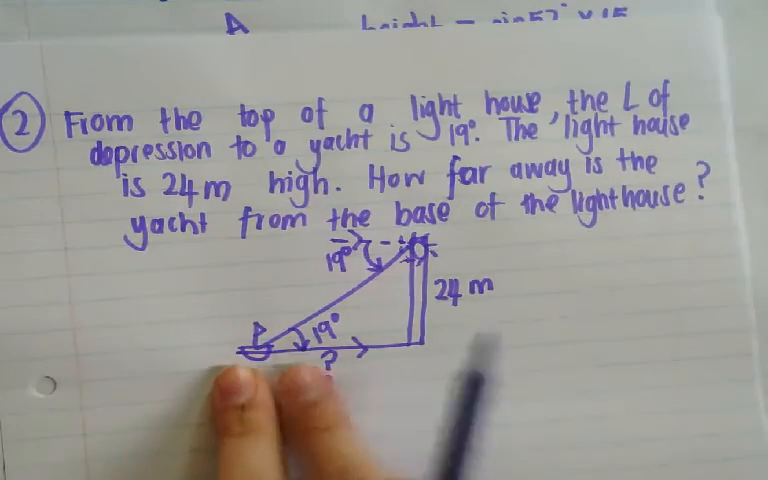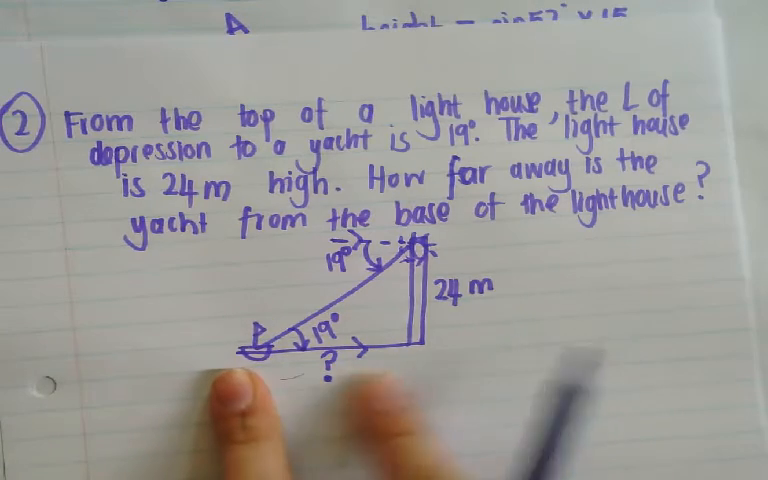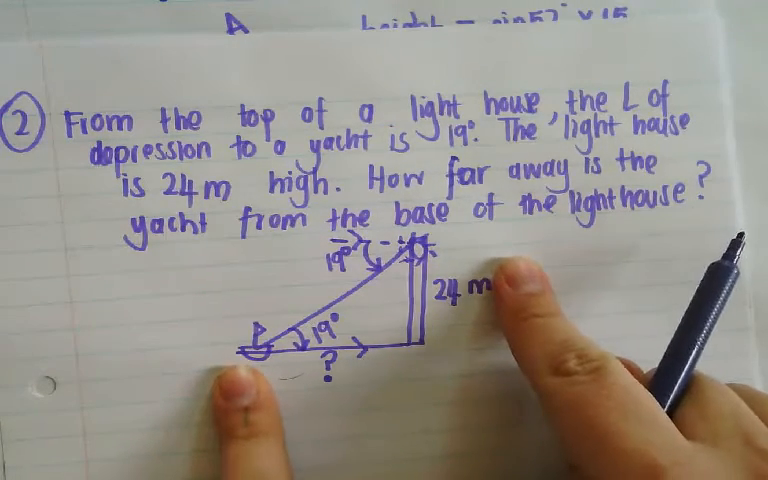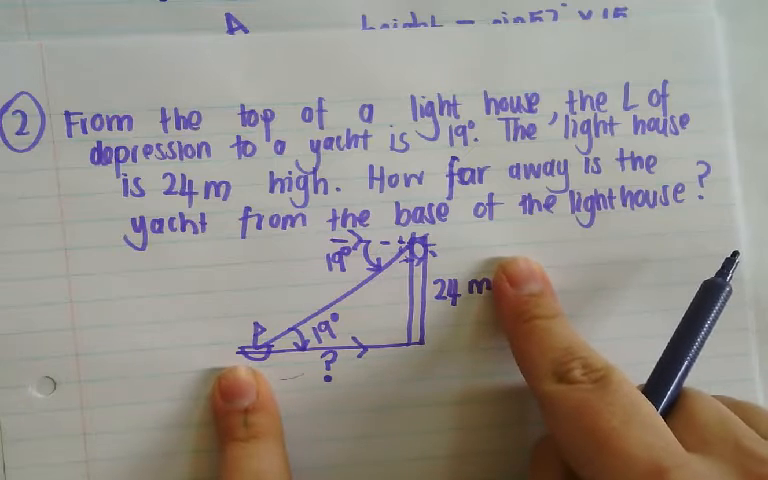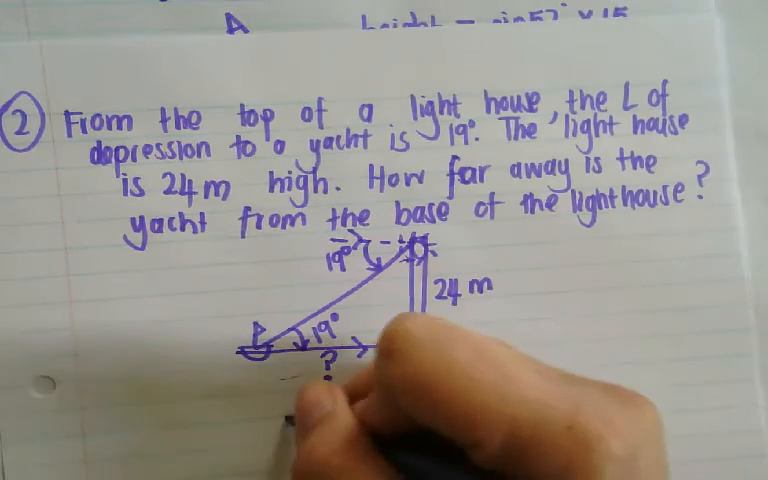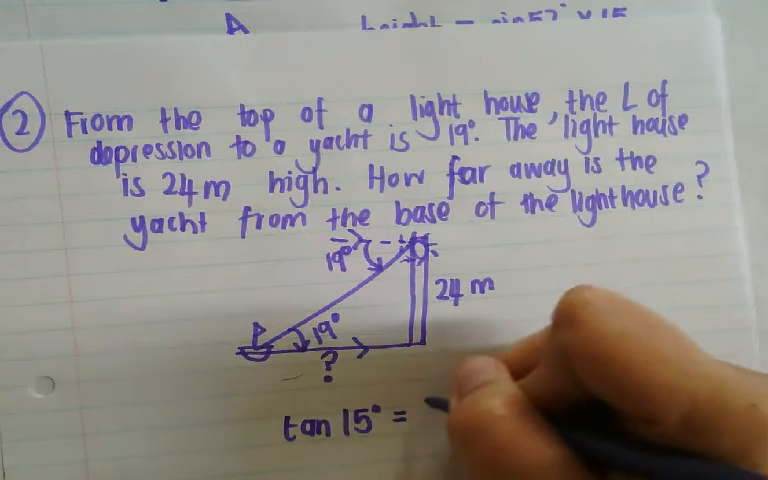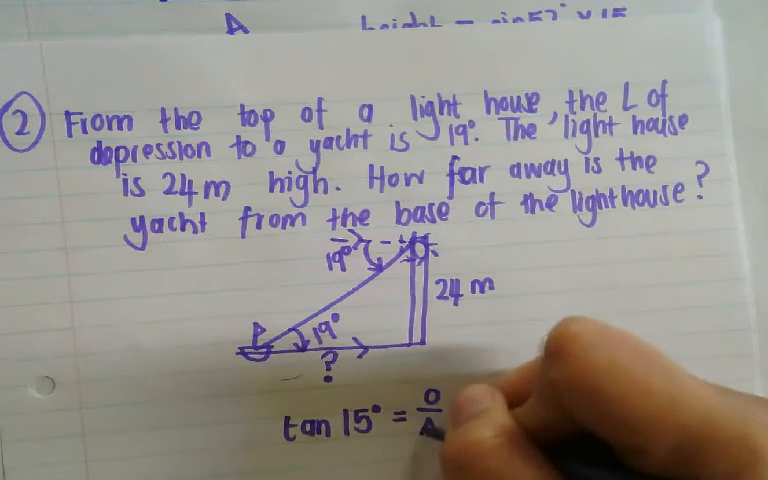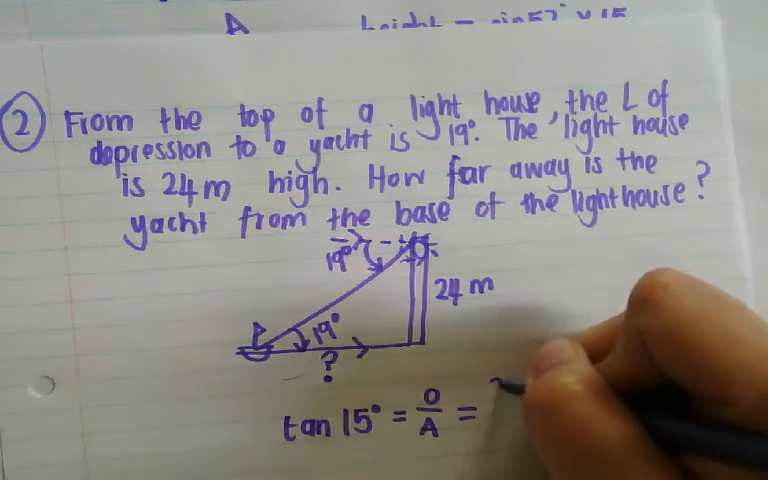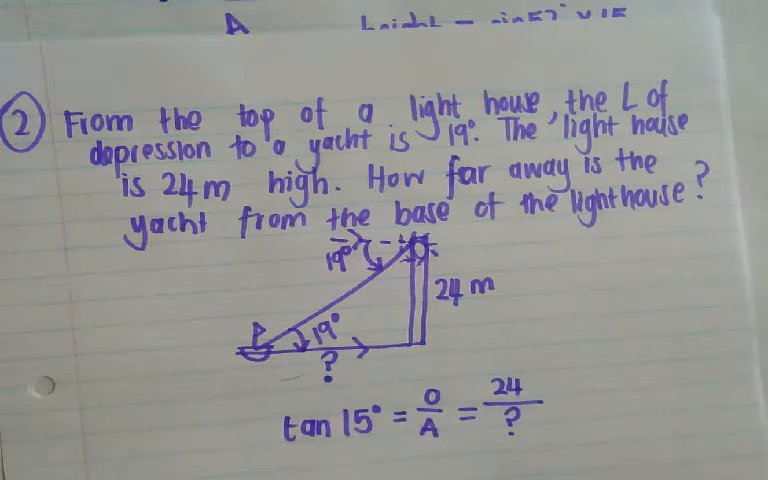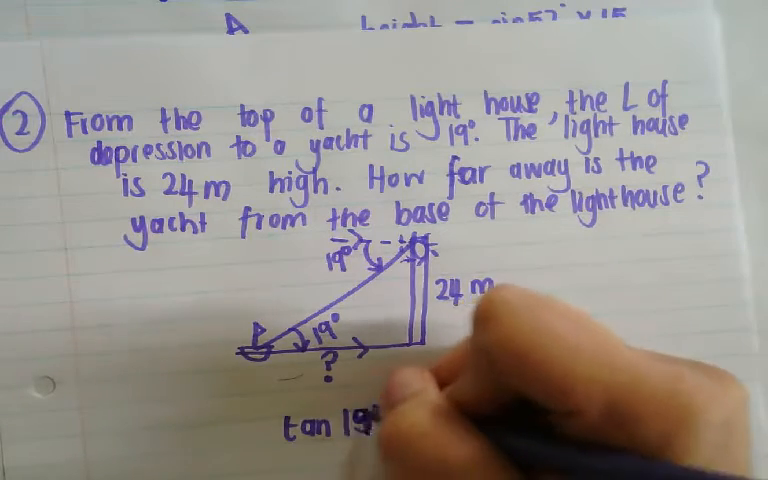So now we can do it. What is this in relation to my angle? Adjacent. What do I have? So which function am I forced to use? Tan. So tan of 19 degrees. And if you need to do the first step, then do it. What is opposite? It is 24. What am I looking for? It is my adjacent. Pardon? 19. I wrote 15, yeah. Sorry.